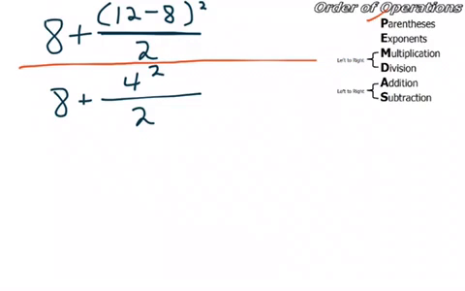And the next step up, so we did the parentheses, that's done. Next up is the exponents if I have them. I do have an exponent right there. It's 4 squared, which means 4 times 4. It's not 4 times 2, which is 8.